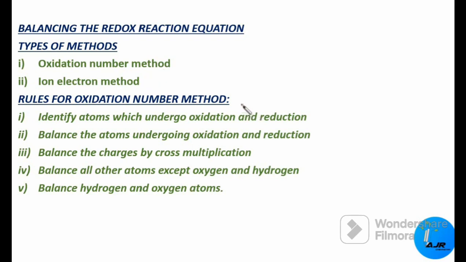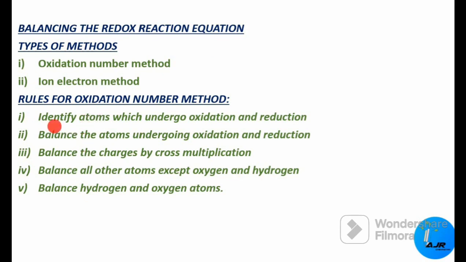See, if you want to balance the redox reaction equations, we should follow certain steps, okay? So let me give the steps first and then I shall explain the examples, right? These are the rules that have to be followed for balancing the redox reaction equations. Actually, there are 5 important steps.